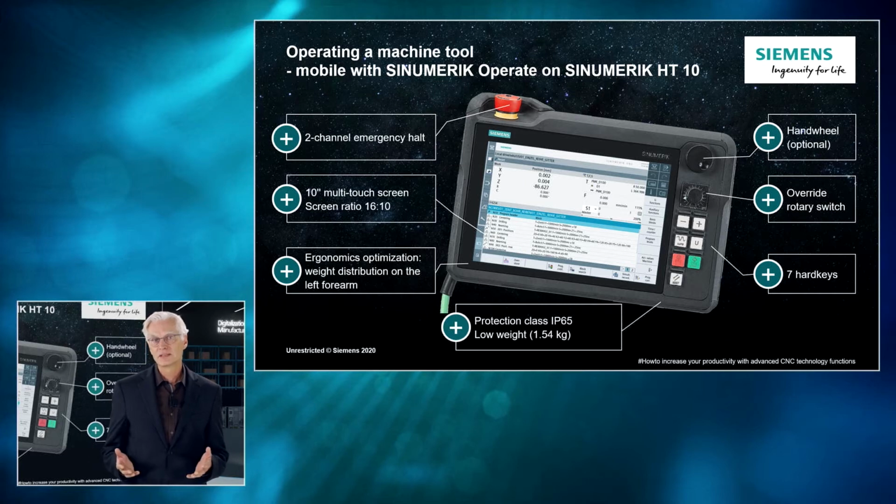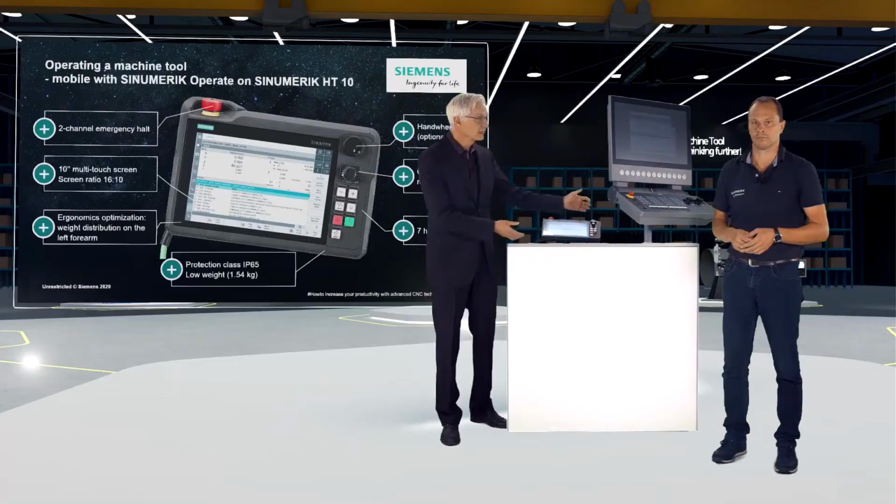For safety reasons, the HT10 is wired. However, it can be disconnected and reconnected at any time during machining of the machine. Therefore, its use is not limited to one machine only, and the HT10 can be used wherever it is needed. For example, for programming or operating robots. Wolfgang now will demonstrate how to use the HT10.